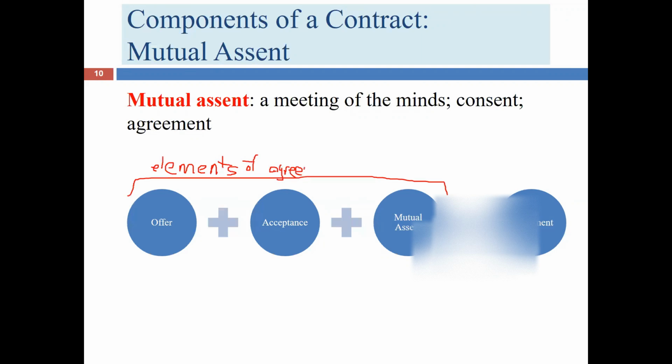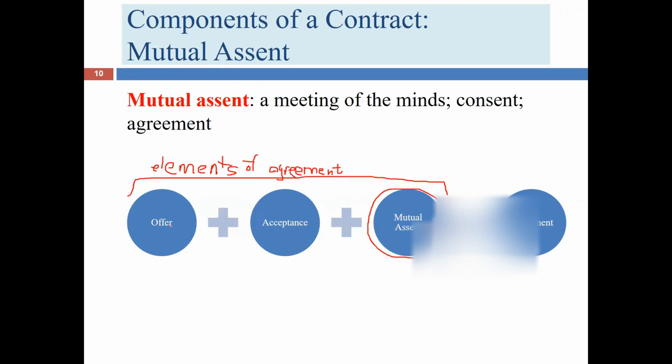And you may be thinking, well, what else do you need for an agreement? Well, most of the time, you're done. You've got everything that you need. Most of the time, if you have an offer and acceptance, this is pretty much automatically satisfied. This is where you have a meeting of the minds, consent, agreement.